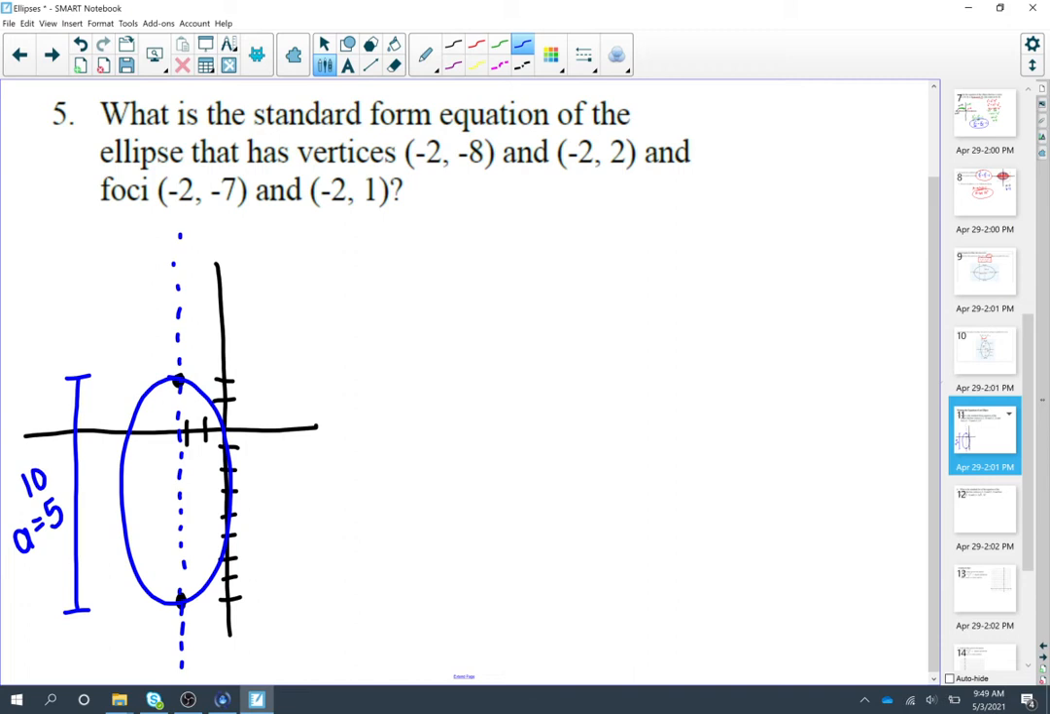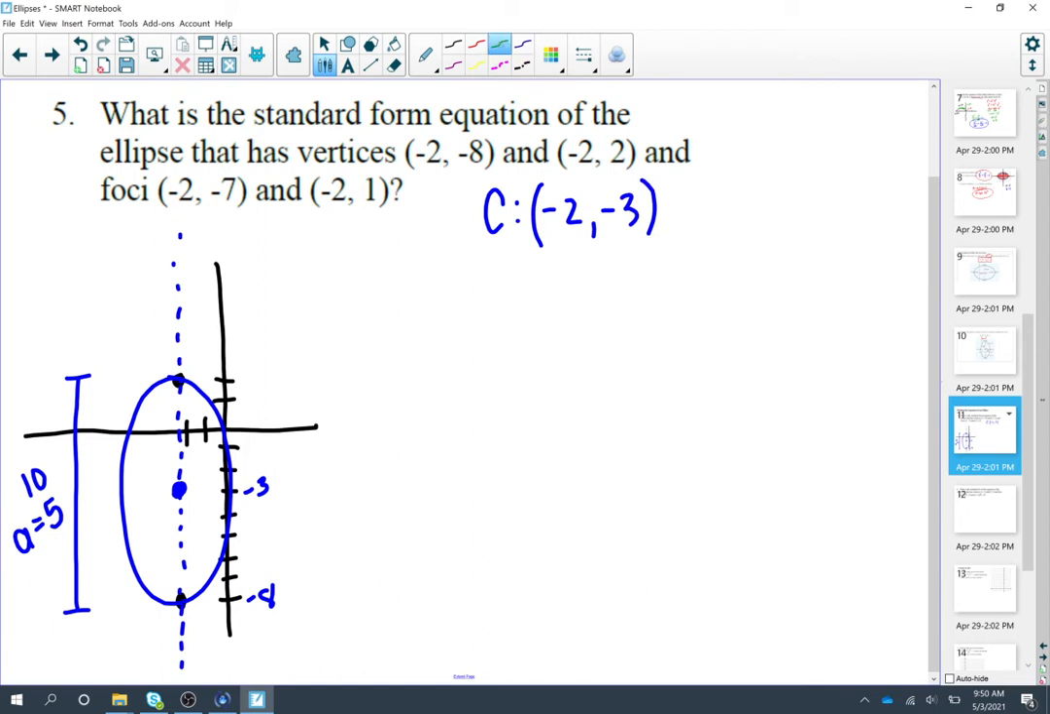Now, if a is 5 and I'm down here at -8, I'm going to come 5 from that, which is going to put me at -3. So I know my center is, and that's a big C, because there's also little c, my center is now at (-2, -3), which is going to be really helpful.